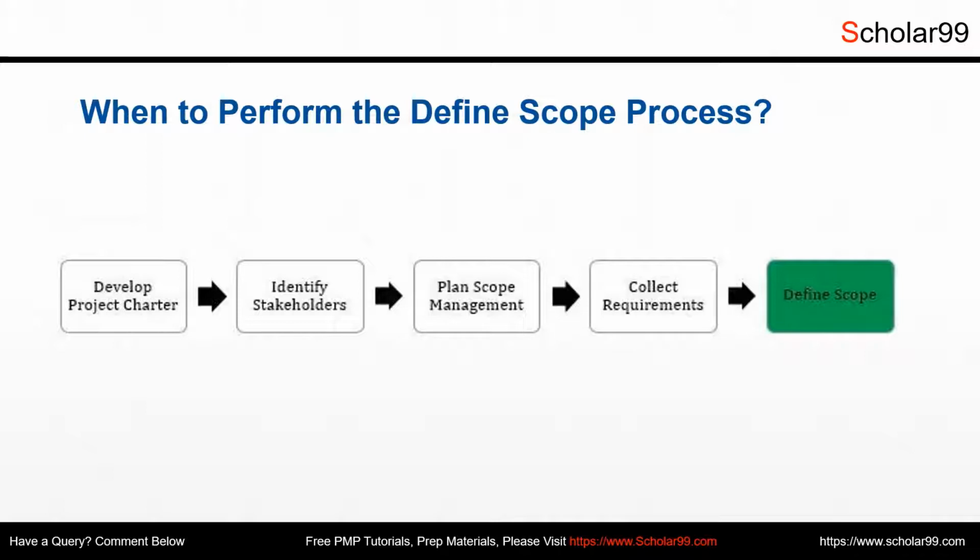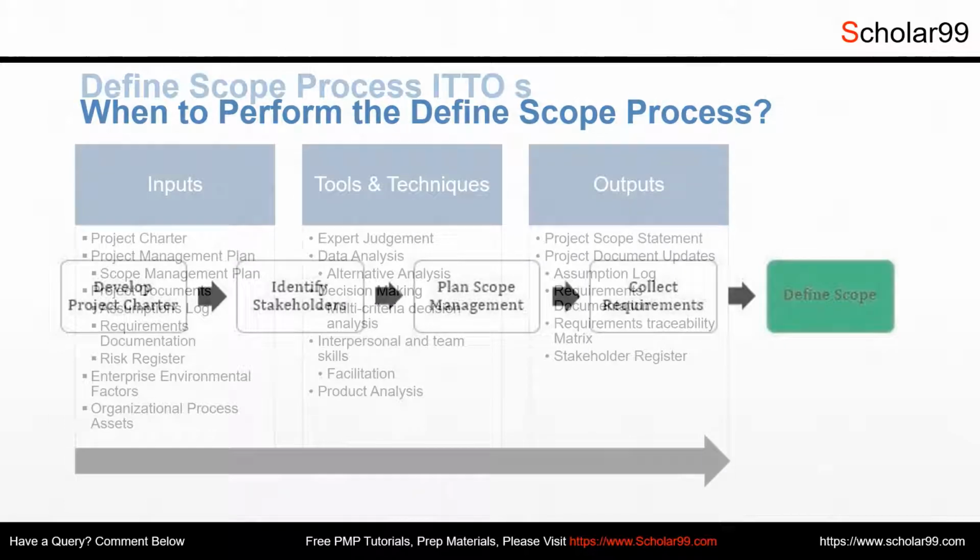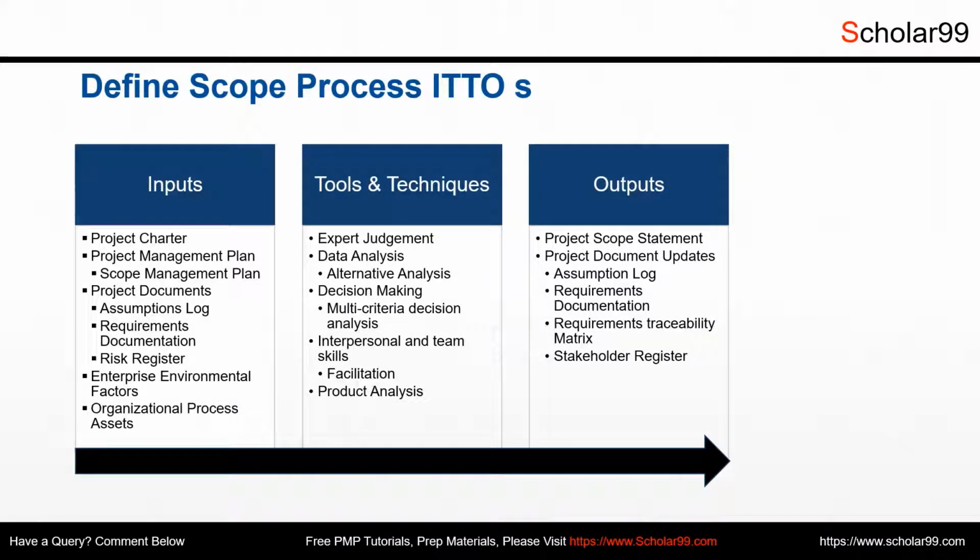So when to perform the define scope process? Precisely, the define scope process must be performed only after completing the processes: develop project charter, identify stakeholders, plan scope management, and collect requirements. Let's look at the define scope process ITTOs: inputs, tools and techniques, and outputs. Inputs. We have already seen most of the inputs of the define scope process as dependencies in the previous slide.